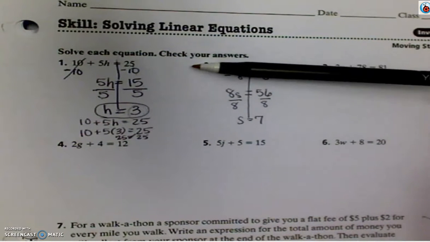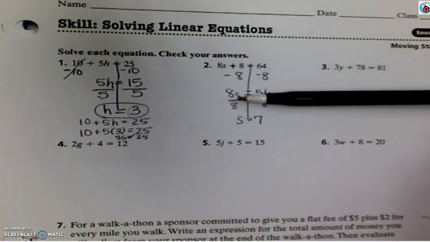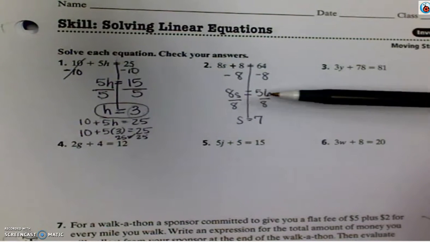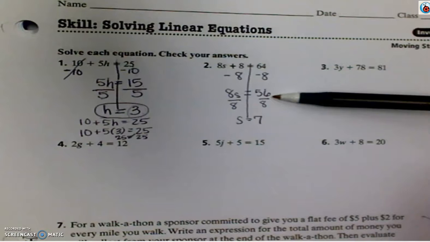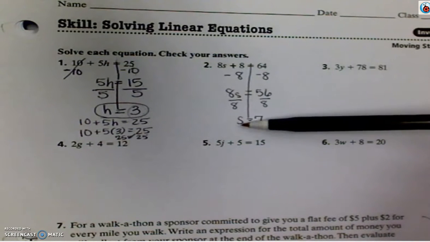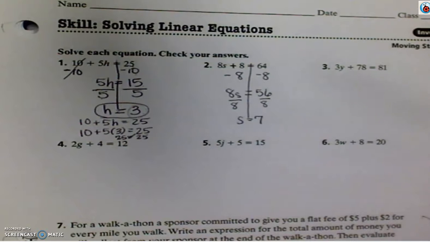So once I've subtracted 8 from both sides here, that's gone. Now I have 8s equals 56. That's a new equation. So to solve that equation, the opposite of multiply is divide. So I showed my division with this line, and notice how I'm dividing by the same number on both sides. 8 divided by 8 should always give me 1. So I should have the invisible 1 in front of my variable. And then 56 divided by 8 is 7. So that's what I think the solution is.